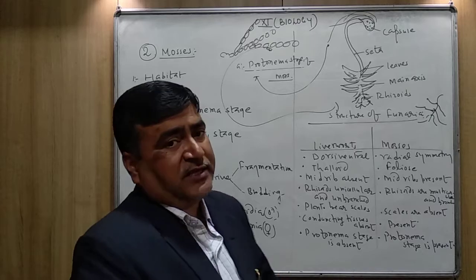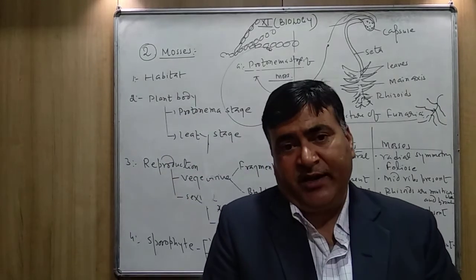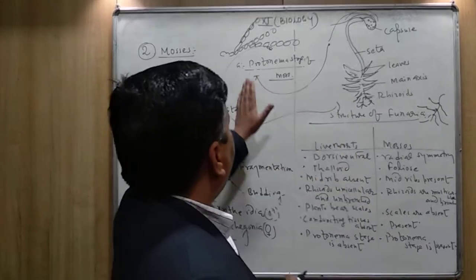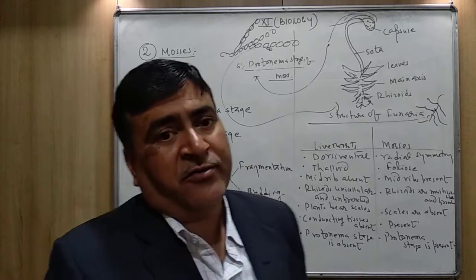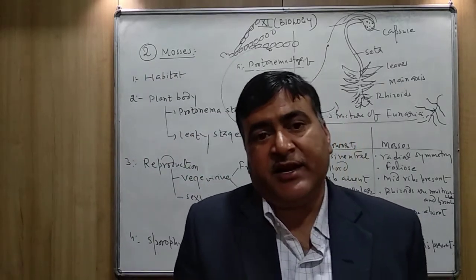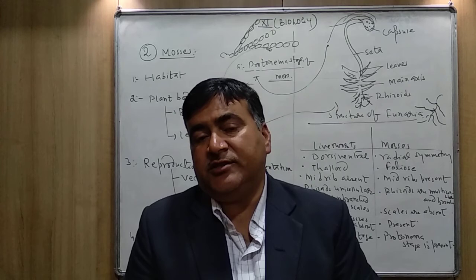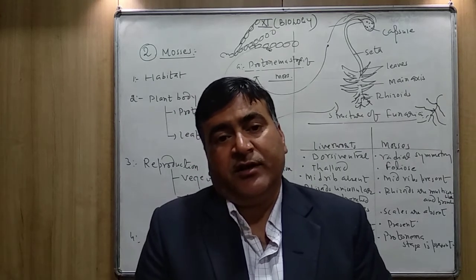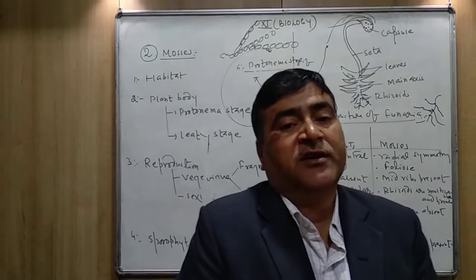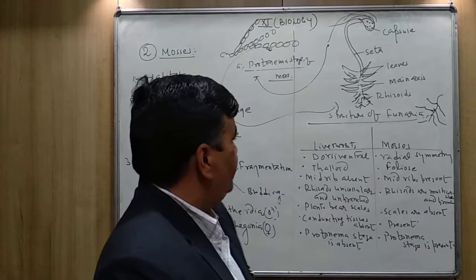As you know, in the case of fragmentation, the body of the protonema, this filamentous form, is broken down into so many fragments, and each fragment can produce the new body, new leafy stage, or new moss plant.